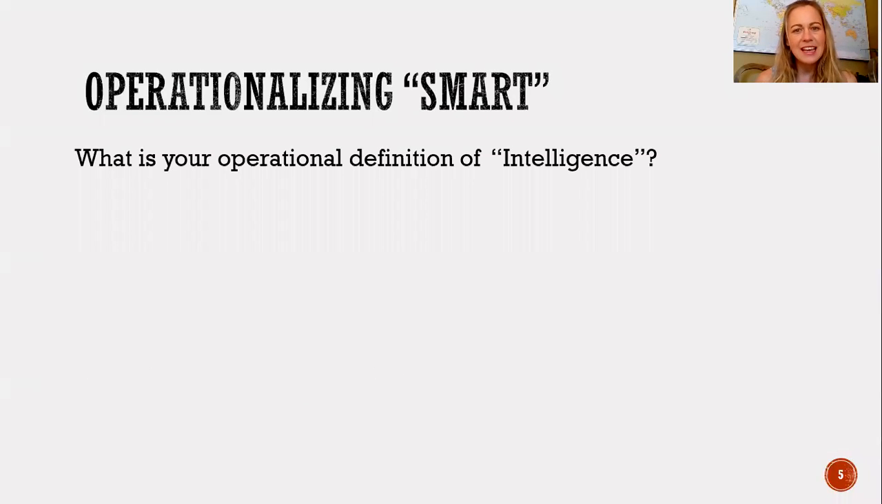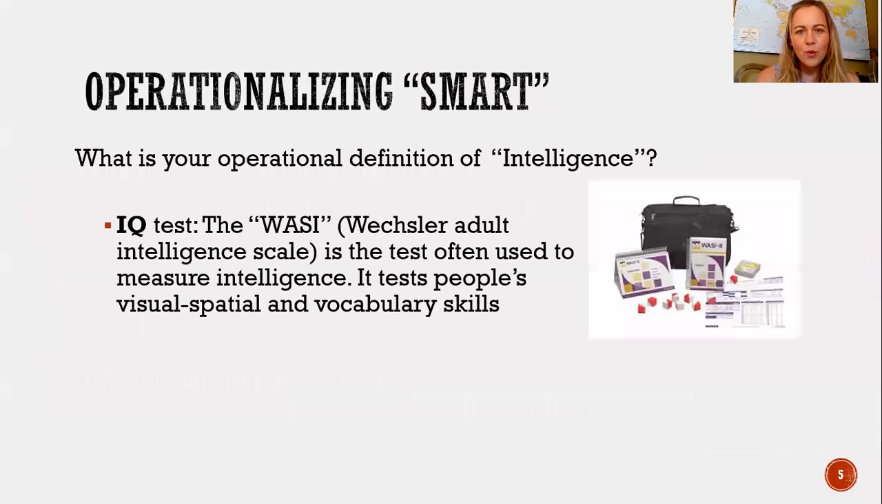For example, let's take smart. What's your operational definition of intelligence? What do you think of when I say intelligence? Well, maybe for you, intelligence is about your performance on a standardized IQ test, like the WISC. This is the measure that's often used in research and in psychoeducational assessments. It tests really just two skills, people's visuospatial and their vocabulary ability.